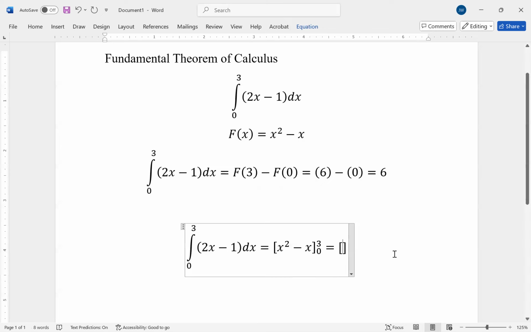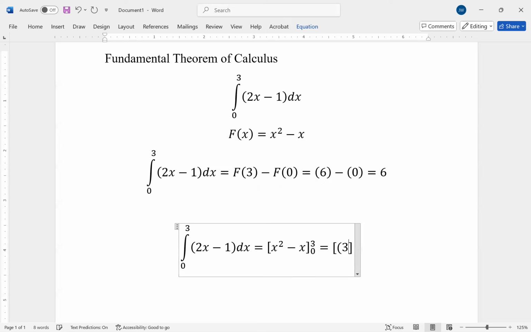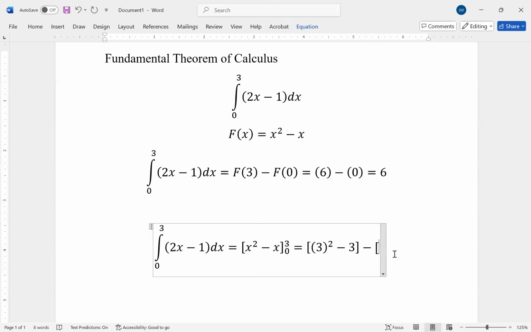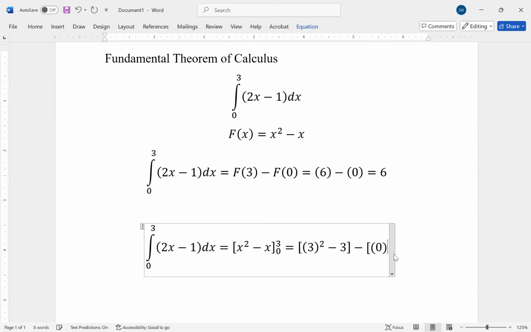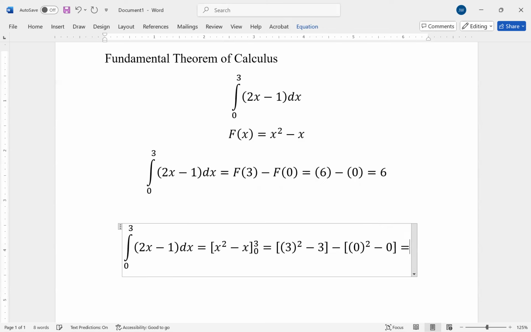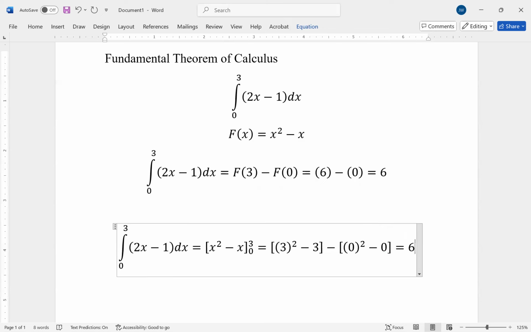And in the next step, a lot of people will go in brackets, 3 squared minus 3. That's what you get when you plug in 3, minus in brackets what you get when you plug in 0, 0 squared minus 0. And when that's all calculated, you get 6 again. So that's one way notationally to do that.